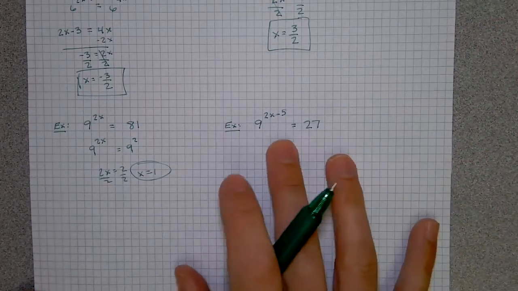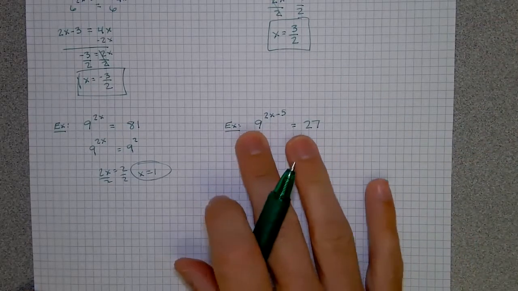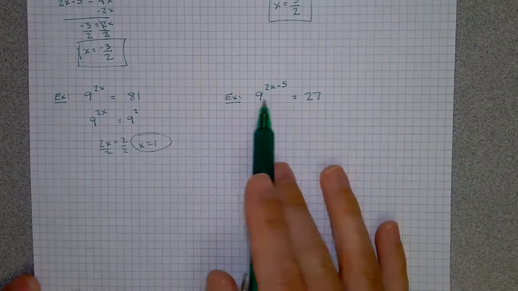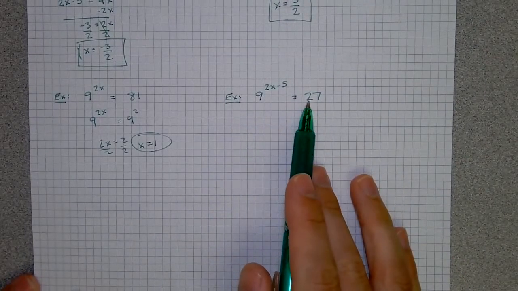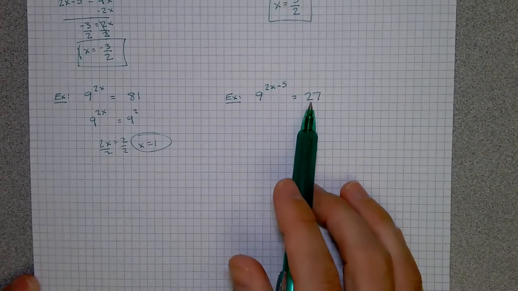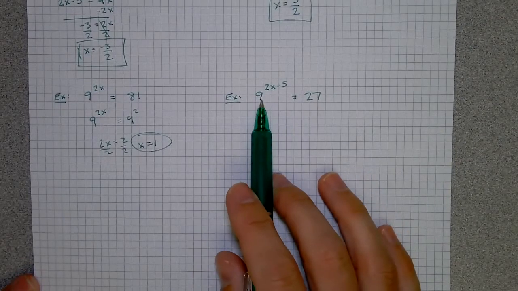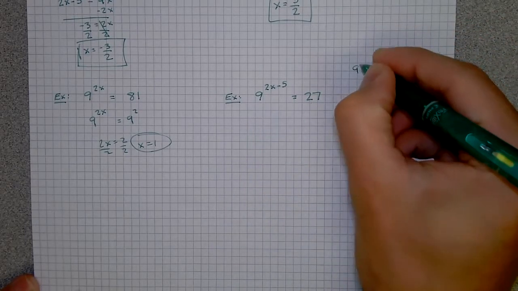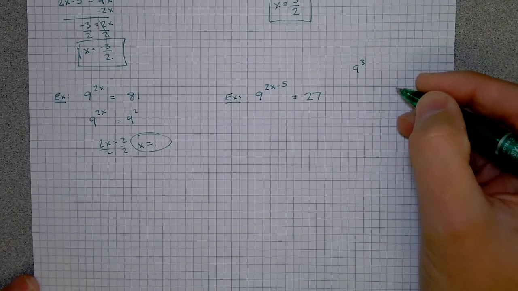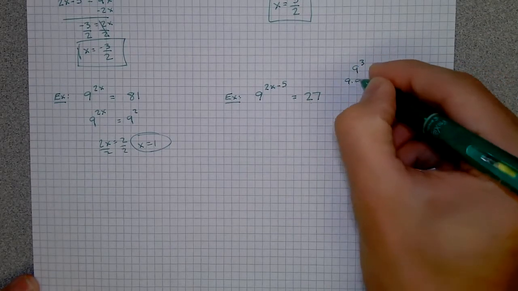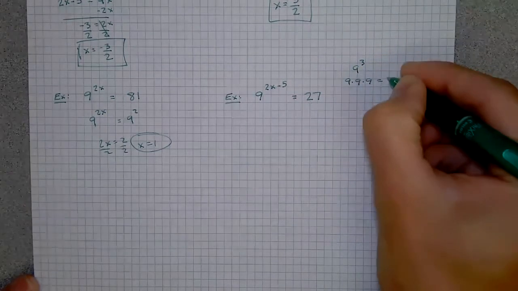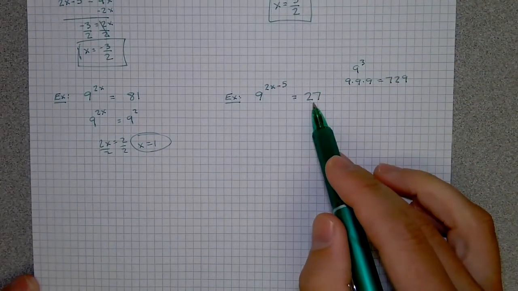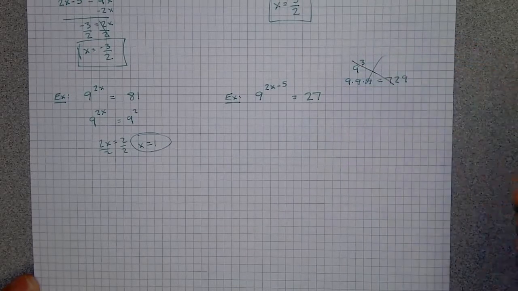Okay, so second one's a little tricky. I wouldn't expect you to know how to do this. Maybe you could have been super smart. I don't know. Okay, 27 is the bigger number. But can we write 27 as a base of 9? Your first instinct is to write like 9 cubed, right? But that's 9 times 9 times 9, which equals 729. That's not 27. We can't do that.